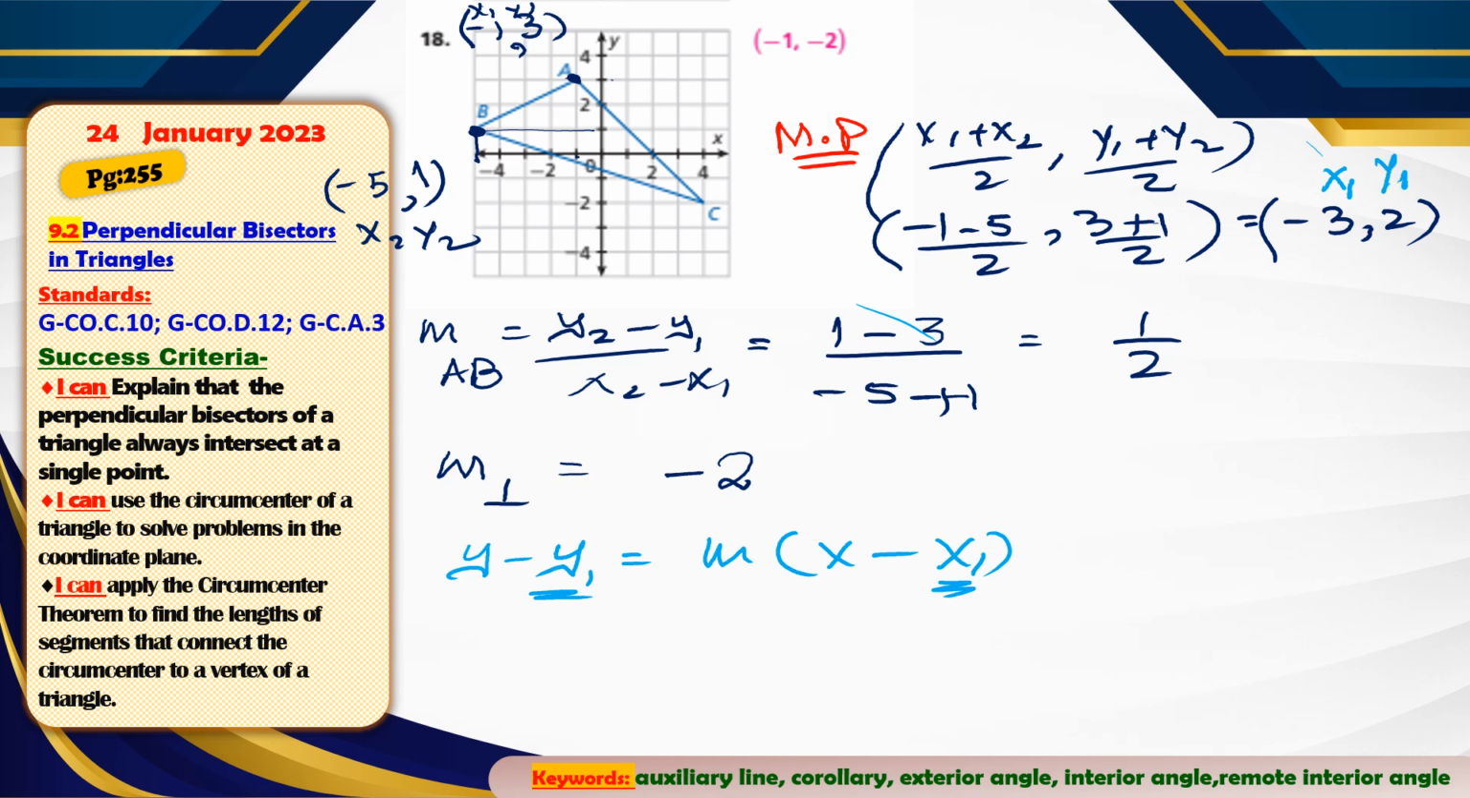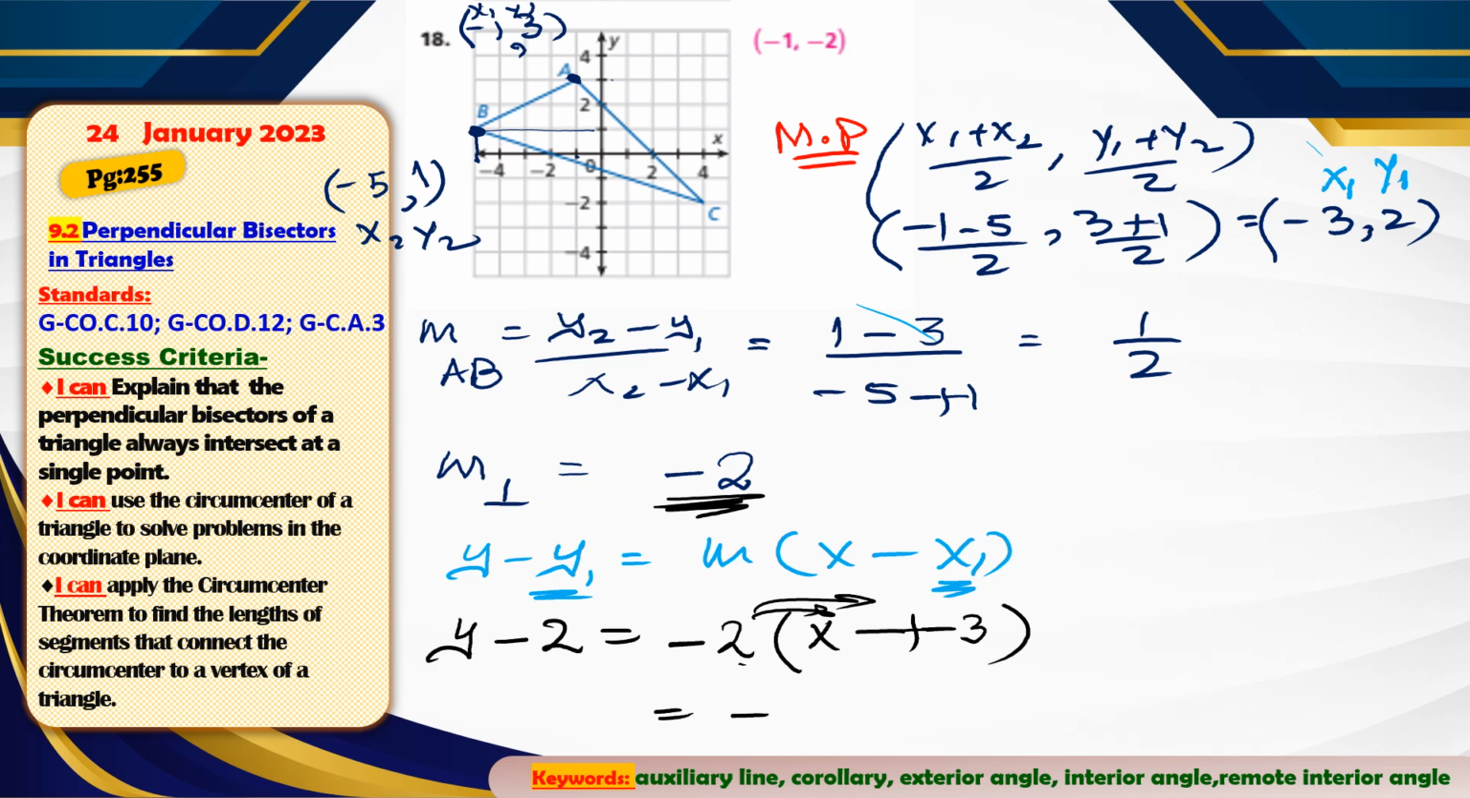So we are going to write it here. y minus y1 is 2. m is the slope of the perpendicular bisector, it's negative 2. Keep the x as it is, and x1 is negative 3. So negative negative gives us positive. Open the bracket. So negative 2 times x is negative 2x. Negative 2 times 3 gives us negative 6. Bring the negative 2 to the other side, it gives us positive 2. So what is the equation of the line? y equals negative 2x minus 4.